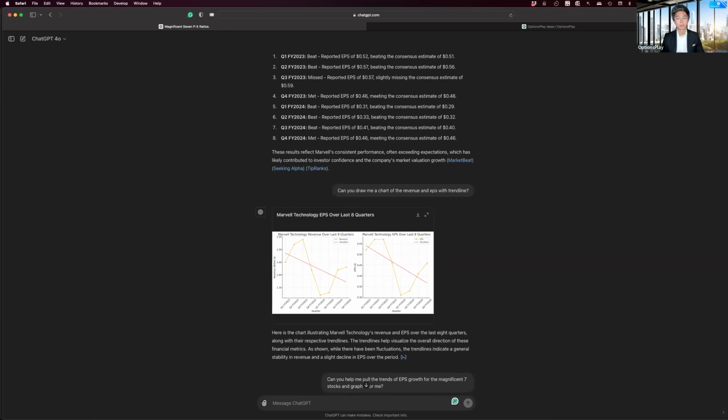Can it calculate the efficient frontier for a portfolio? I don't know. Good question. The best way to figure it out is to ask, right? You can upload a CSV with your portfolio data in it and say, can you help me calculate the efficient frontier of this portfolio? See what it's able to do. I think you might be surprised.